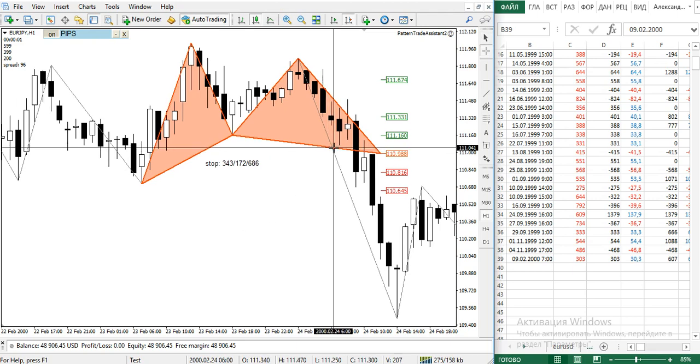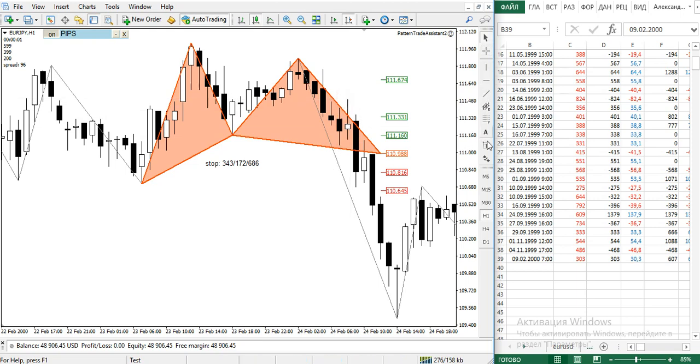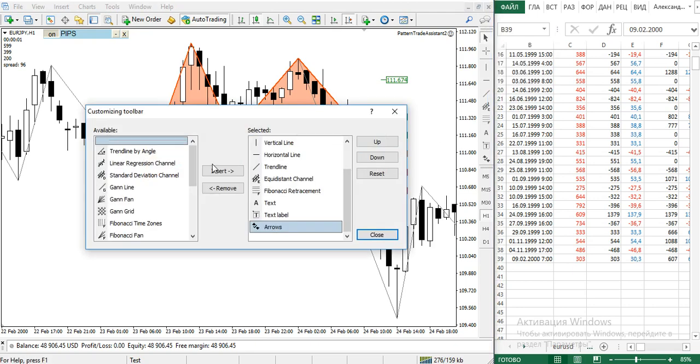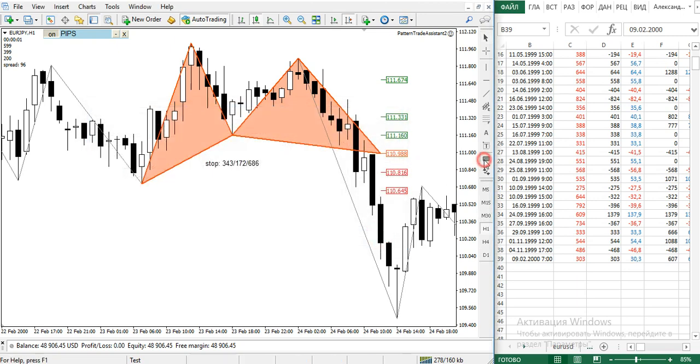So the trade initially had this bounce to the upside. So if the area, let me draw some rectangle. How can I draw a rectangle? I need to customize that, and I need to choose rectangles and insert them to my toolbars. Now I have a rectangle.